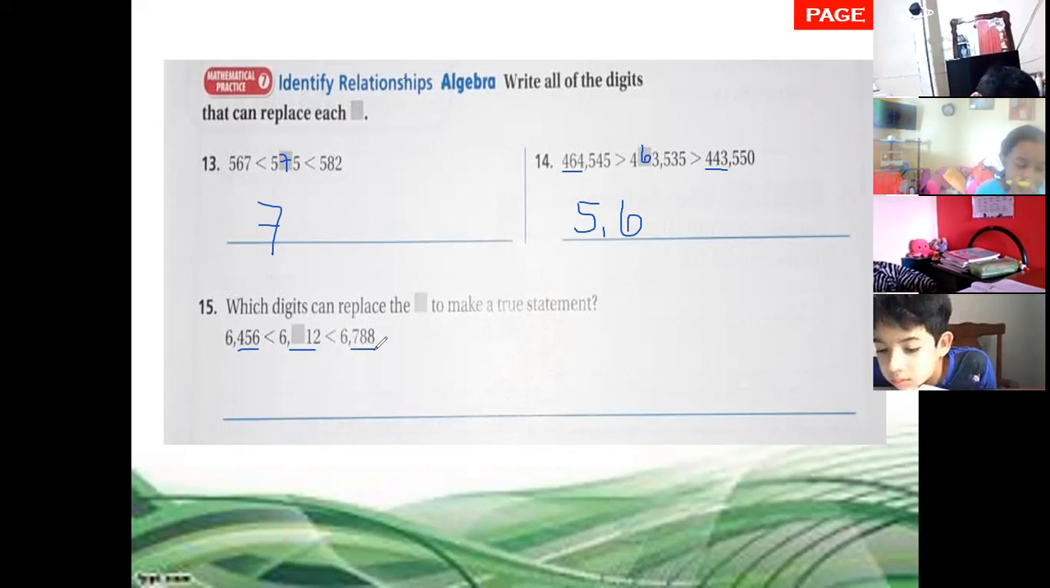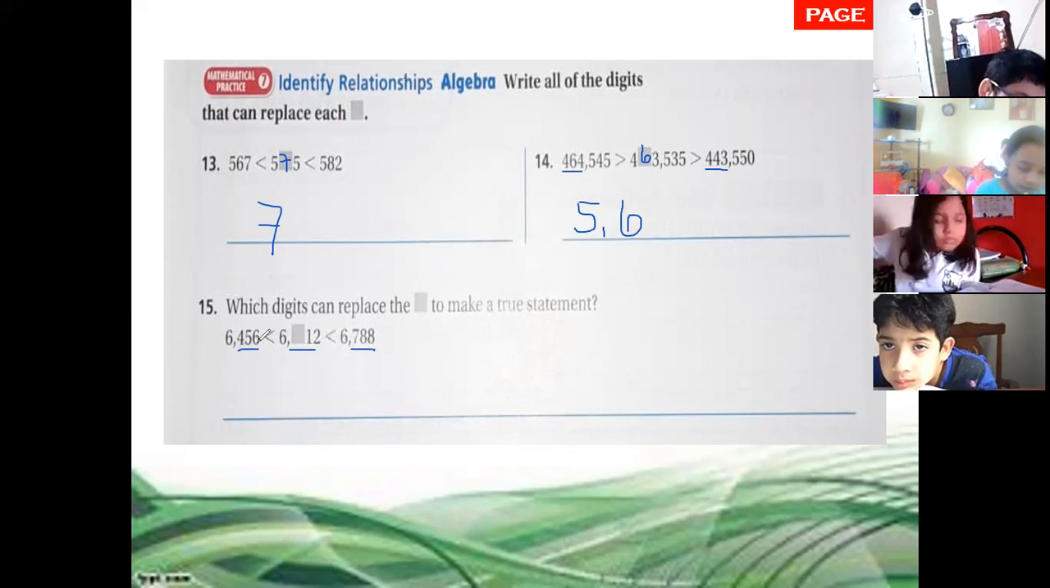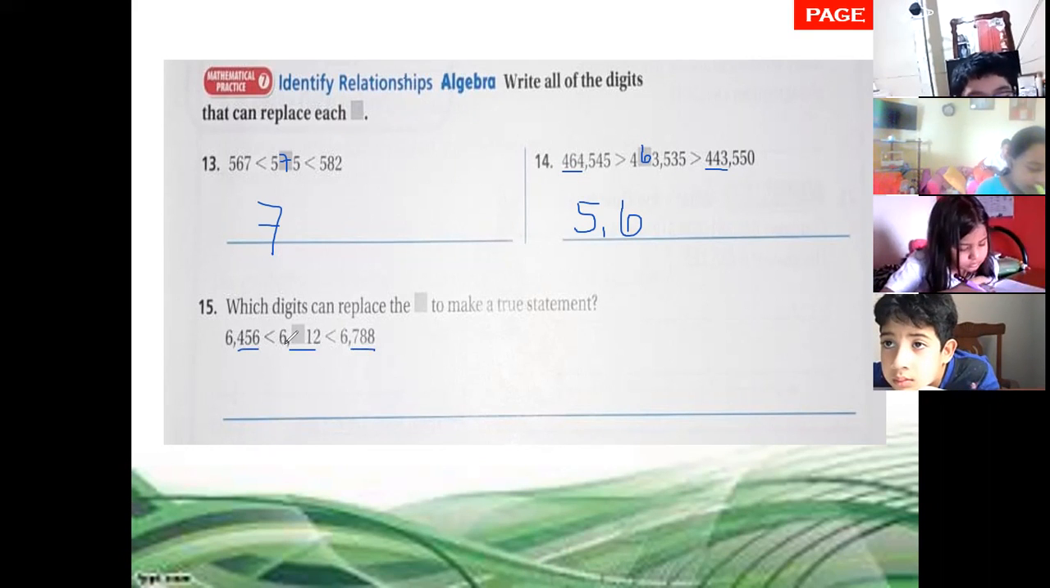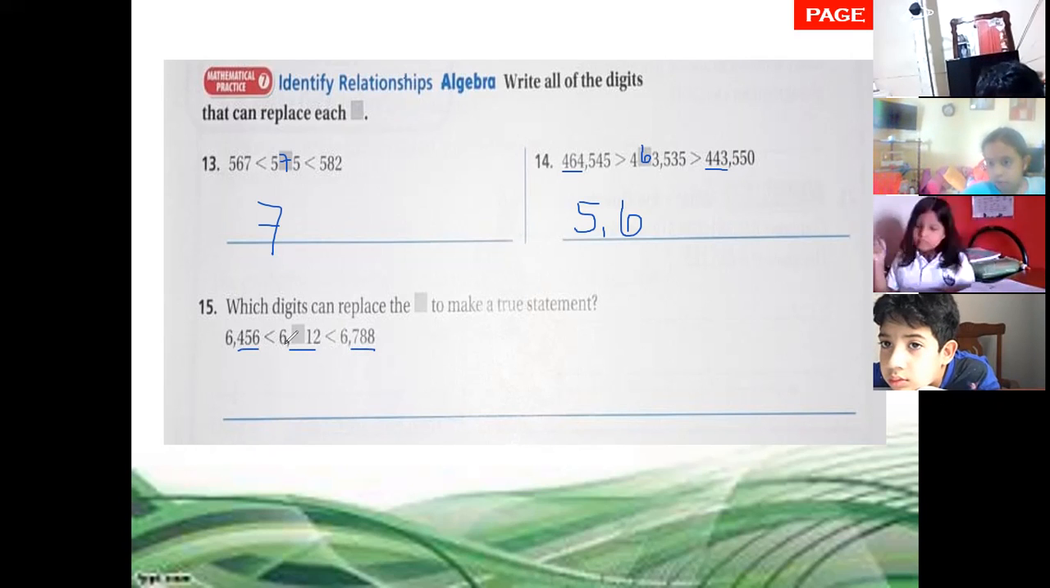We are working with this one. 456 is less than, okay, we have a 400. We need a number greater than 400. What number could it be? It could be 5. 456 is less than 512. Yes, that's correct. And 512 is less than 788. Yes, that's correct. So the first number here is 5.